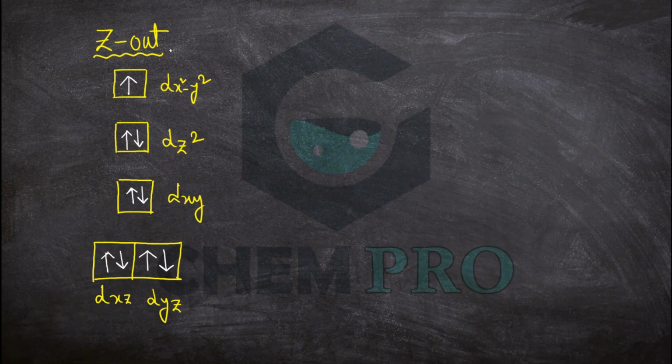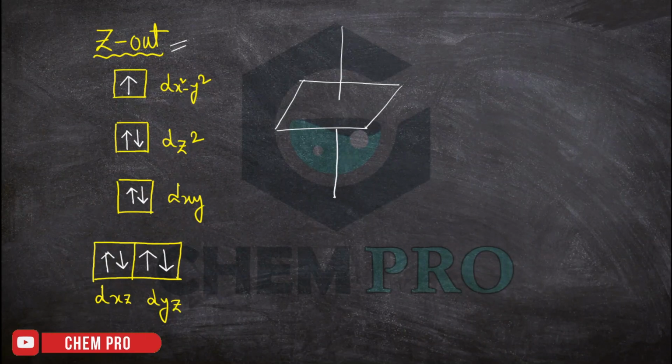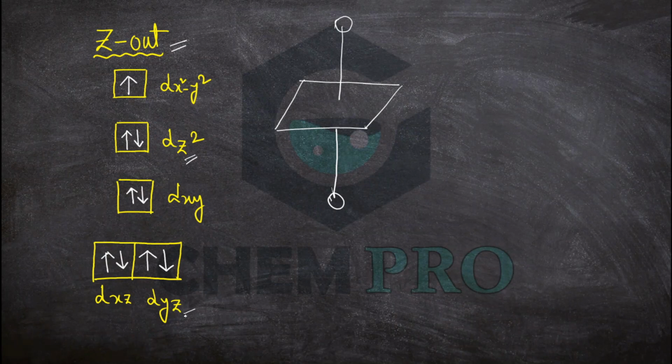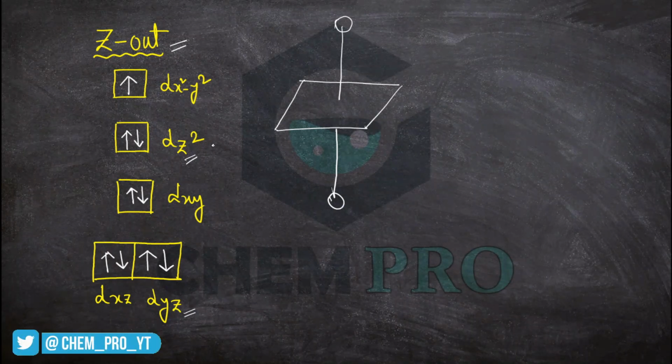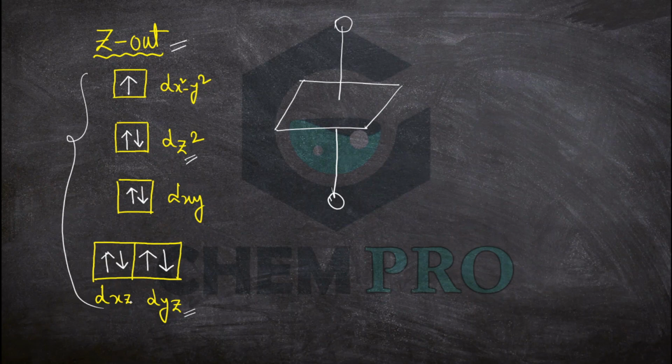So here it is a Z out type of Jahn-Teller distortion. Okay, and we all know the axial bonds of an octahedral system are elongated here. And for that the z orbital, or the orbitals along z axis or in between or the interaction with the z axis, are relaxed here and stabilized here. Okay, so this is the configuration for the Z out type of Jahn-Teller distortion.